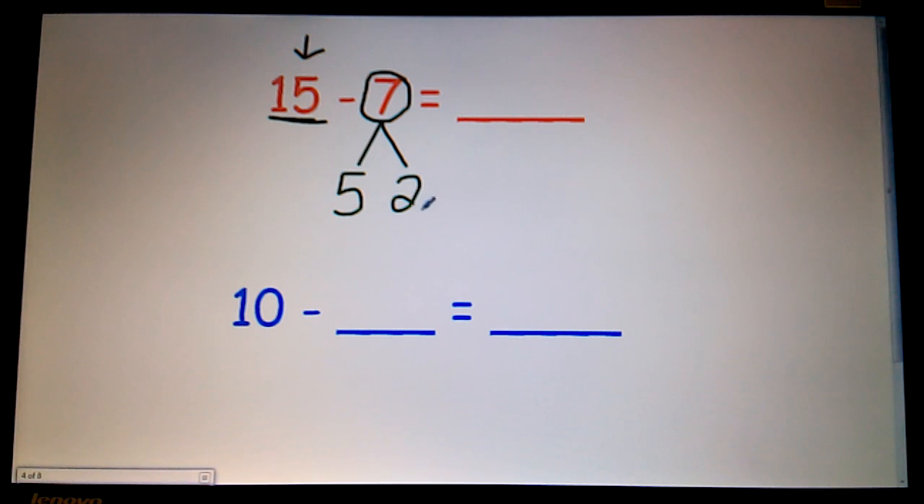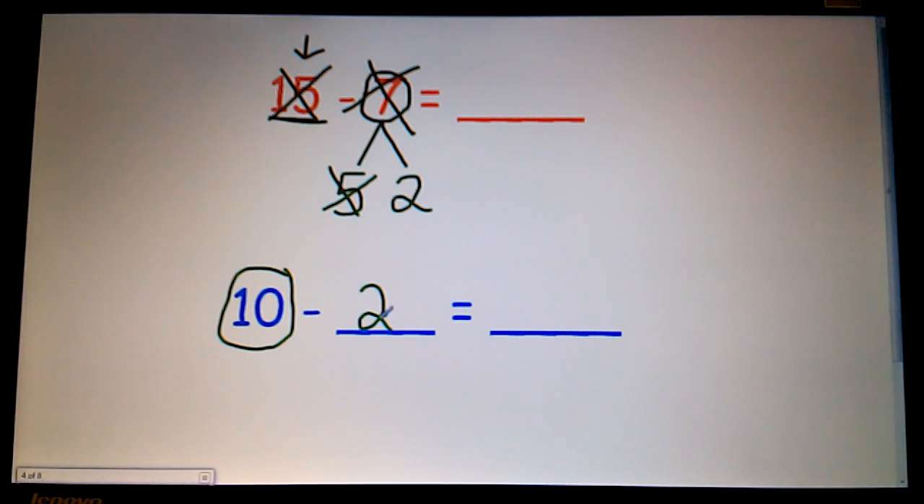I know that that is 2. I can now cross off the 7 because I changed the 7 into a 5 and a 2. We're going to go back and look at this relationship. 15 minus 5 gives me 10. I can now cross off these two numbers. The only number I have left is 2.